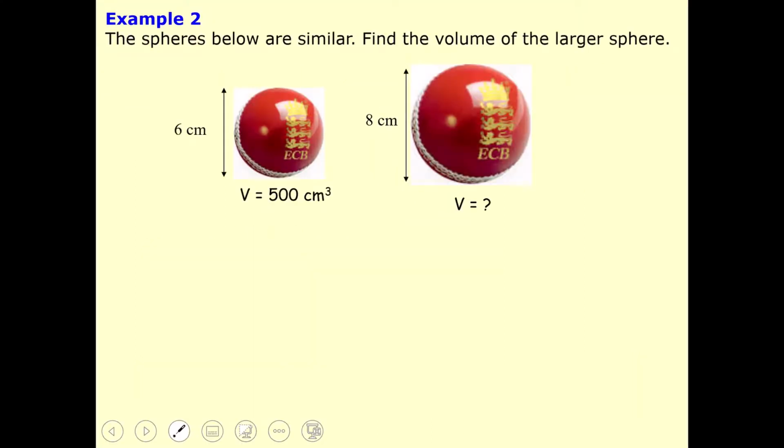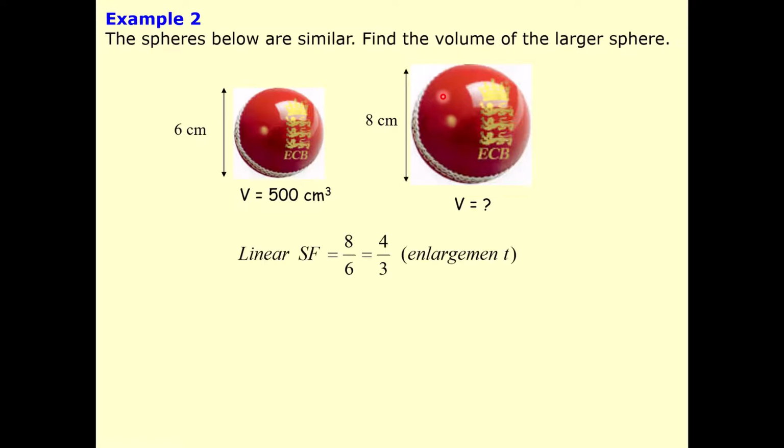Okay, second example. These spheres below are similar. Find the volume of the larger sphere. So this time we are going to be doing an enlargement. So our first step, as always, we are going to calculate our linear scale factor. So comparing the lengths, we're going to take our new length, which is 8, divided by 6 on our old shape, so 8 divided by 6, and we can simplify that by dividing top and bottom by 2, so 8 divided by 2 gives you 4, 6 divided by 2 gives you 3. So that is our linear scale factor.